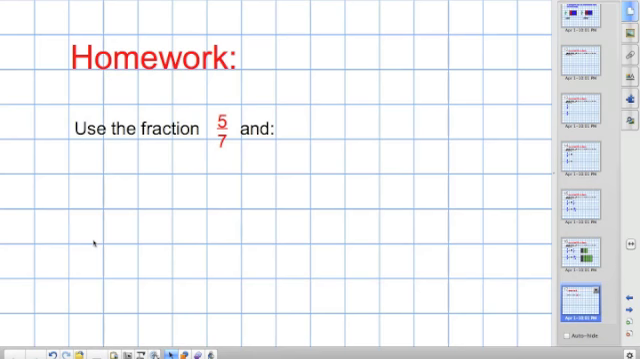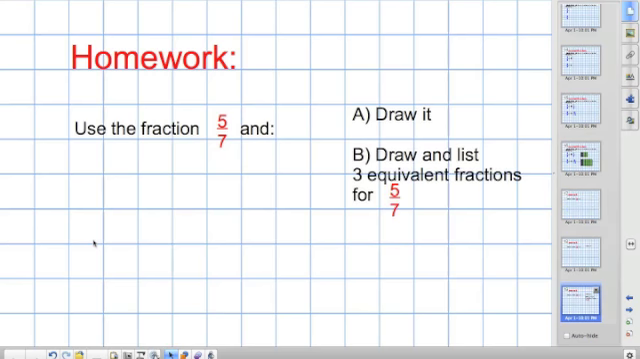For homework tonight, use the fraction 5 over 7 and draw it as a picture. Next, I want you to list at least 3 equivalent fractions for 5 over 7. Make sure to draw the pictures.